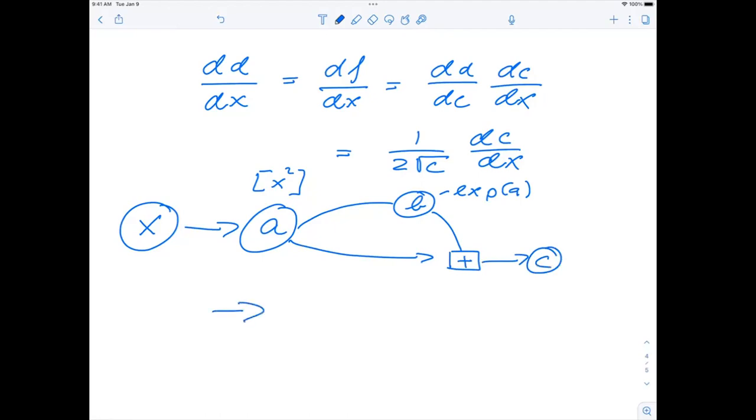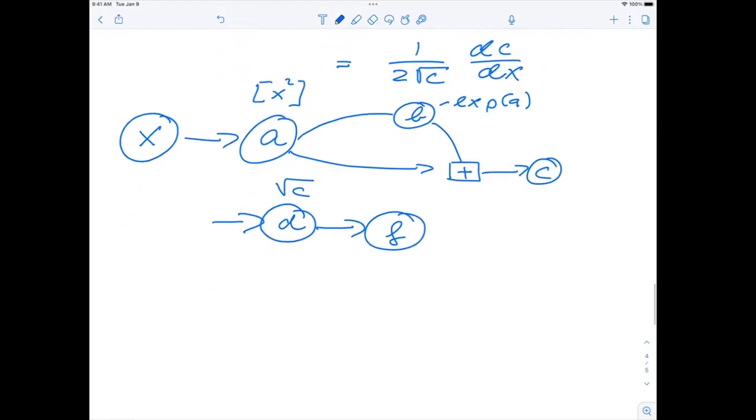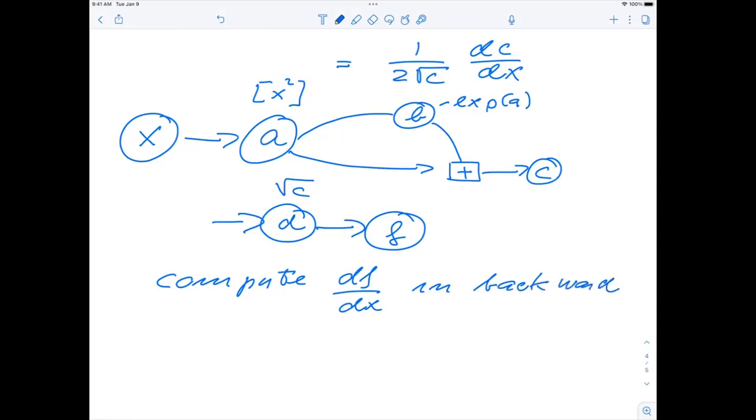And this continues now and produces d, which is given by the square root of c. So that's the new operation. And that gives us finally f here. So one thing we can do now is to compute df/dx by going backward. So compute df/dx in backward mode, or reverse mode as it's normally called.